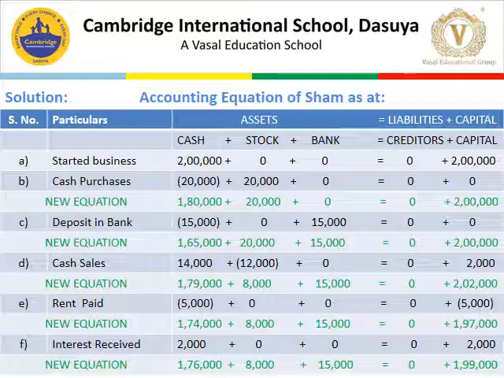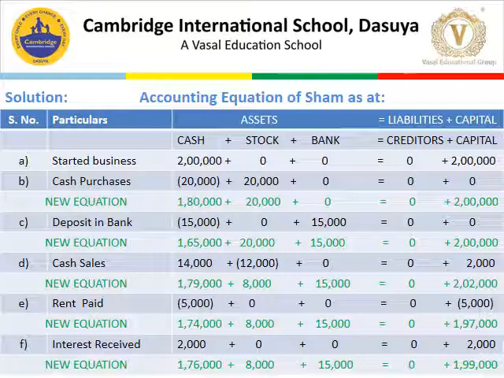Then we have to deposit cash into the bank. 15,000 is deposited in the bank. It will lead to a decrease in cash. 15,000 will be deducted from cash and added in the bank column of the accounting equation. The bank balance would be increased by 15,000. No effect on any other item. The new equation would be cash balance 1,65,000, stock as it is 20,000, bank balance 15,000, creditors 0, and the capital is 2 lakh. Both sides equal 2 lakh.